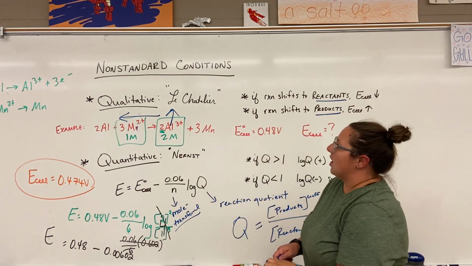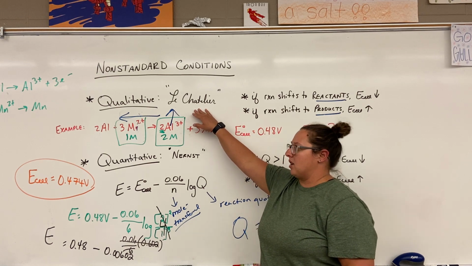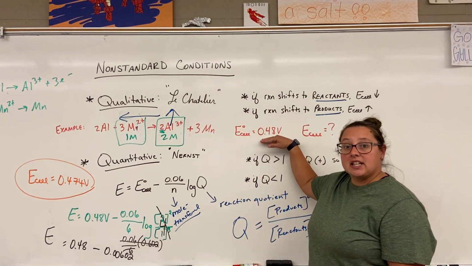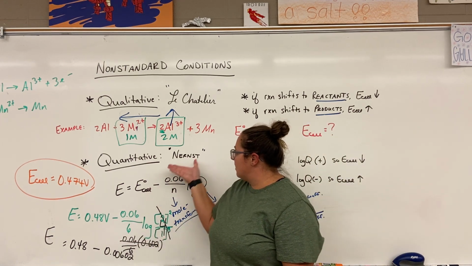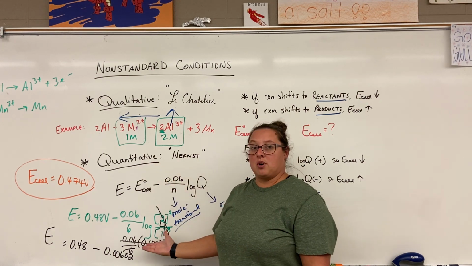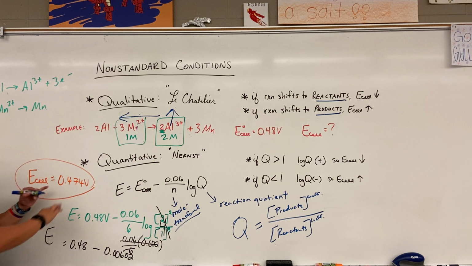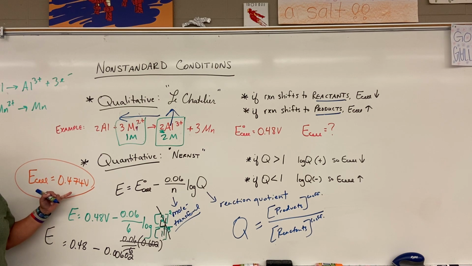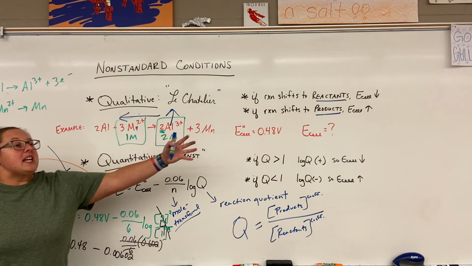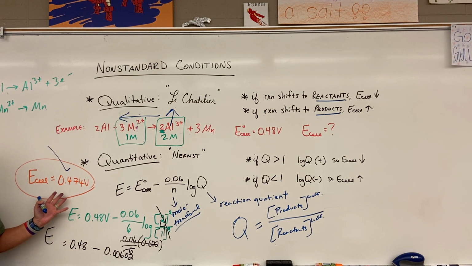So we predicted, using the qualitative Le Chatelier approach, that our Ecell should decrease. It should be less than 0.48. When we calculate it using the Nernst equation, the quantitative approach, we actually do get a number that is less than 0.48 volts, which is true because this number is 0.474 volts. So what we predicted with Le Chatelier is actually validated by the math using Nernst.